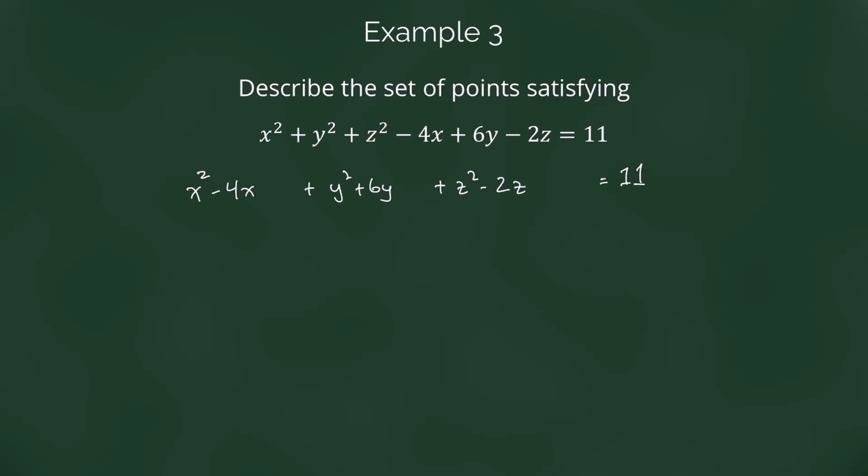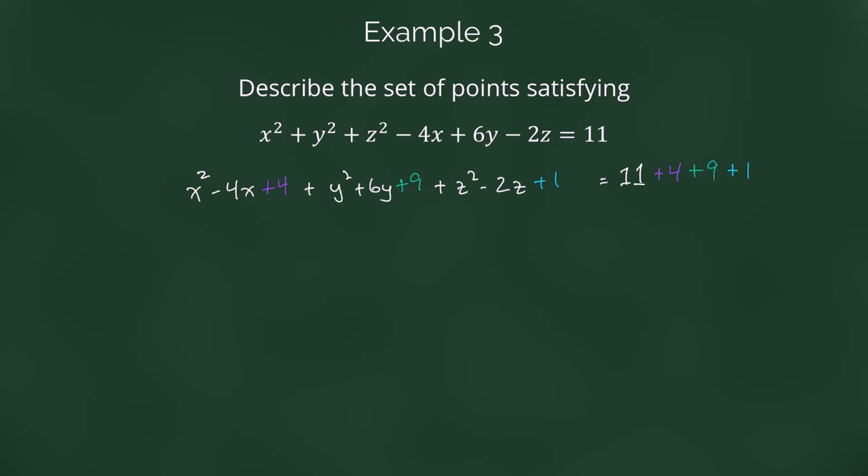To complete the first square, I take half of -4, which is -2, and I square that. I'm going to add 4 there, which means I better do the same to the other side. For the middle term, take half of 6 and square that. So I'm going to add on 9 here. I'll do that on the other side as well. And then for the last one, I'm going to take half of 2, square it, and add that on. So I get plus 1.